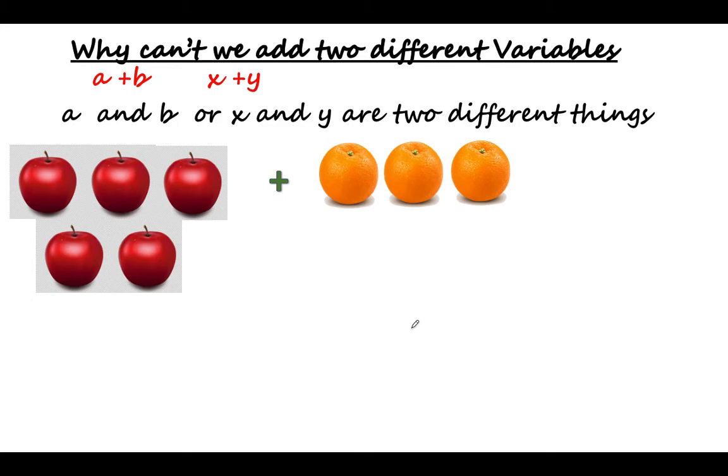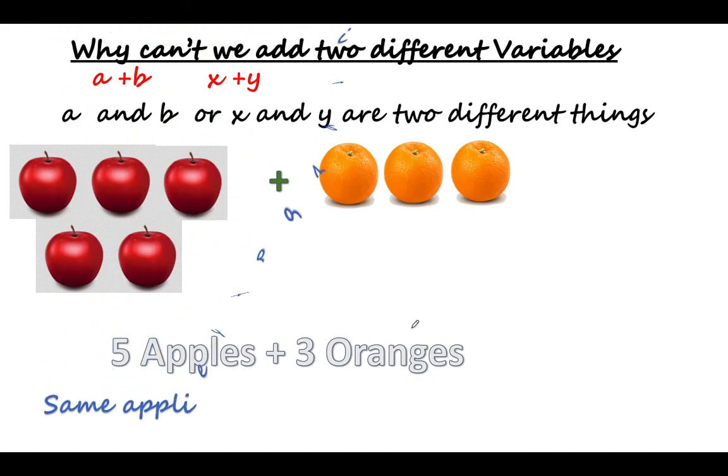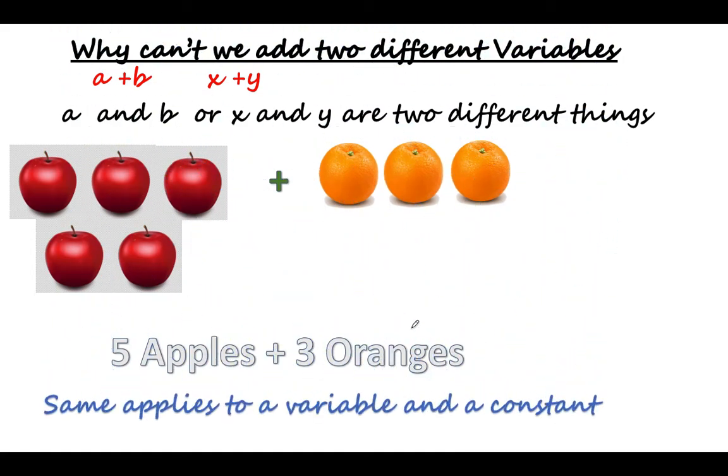When I have these 5 apples and 3 oranges in my bag, I am going to say that I have 5 apples and 3 oranges. I have to keep the groups of like things separate. So 5 apples plus 3 oranges is always what I am going to say. The same applies to a variable and a constant. If you have 5 apples in your bag and a cutout of the number 7 also in your bag, you will say I have the number 7 and I have 5 apples. You cannot just group two different things together. The variables represent two different things. So keep that in mind.